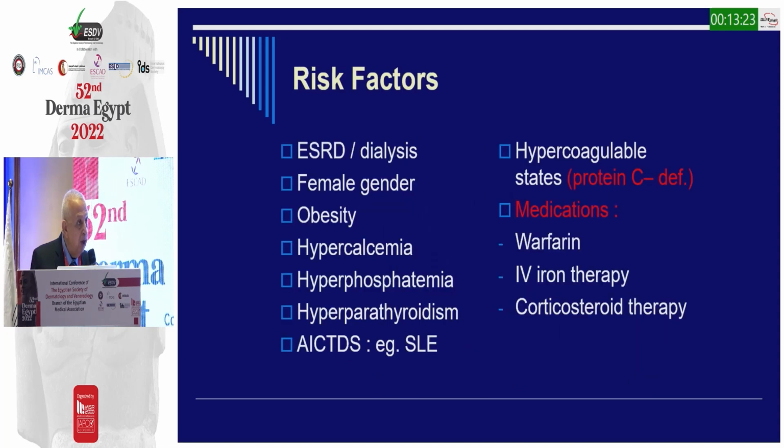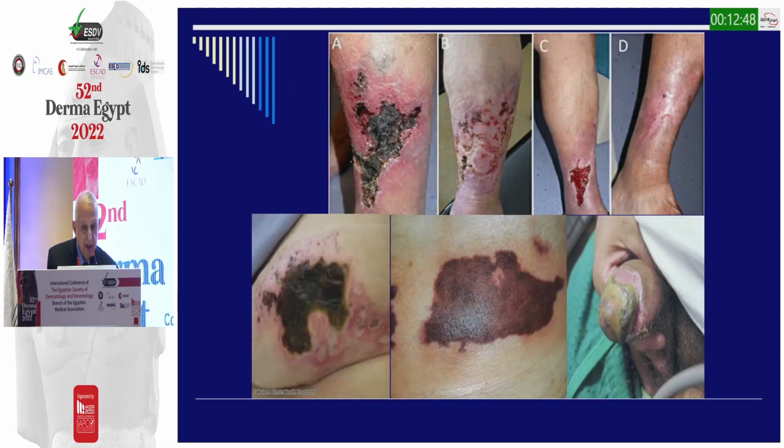There are multiple risk factors for calciphylaxis, starting with patients on end-stage renal disease on dialysis, females, obesity, hypercalcemia, hyperphosphatemia, hyperparathyroidism. Among the autoimmune connective tissue diseases are SLE and protein C deficiency, and even some medications may induce calciphylaxis, like warfarin, intravenous iron, and steroid therapy. These are examples of the ischemic ulcerative lesions of calciphylaxis.